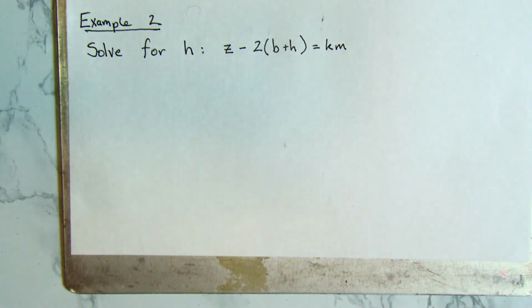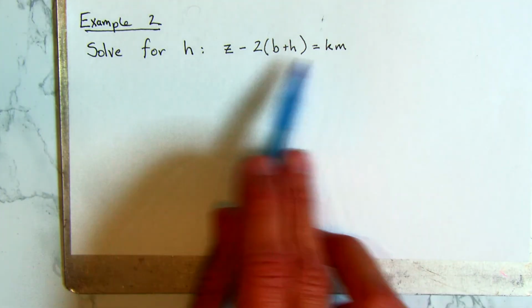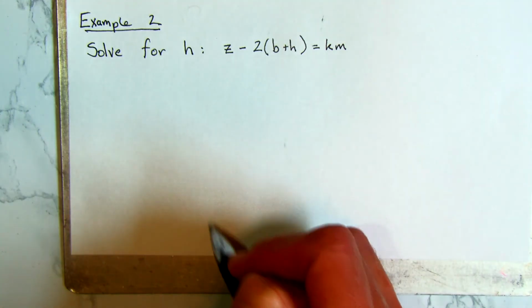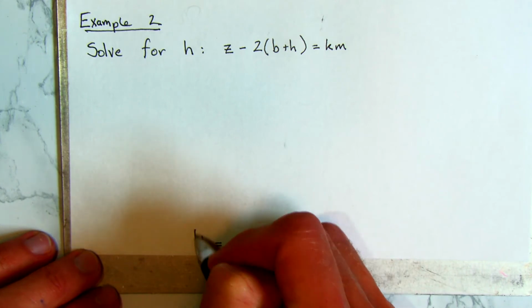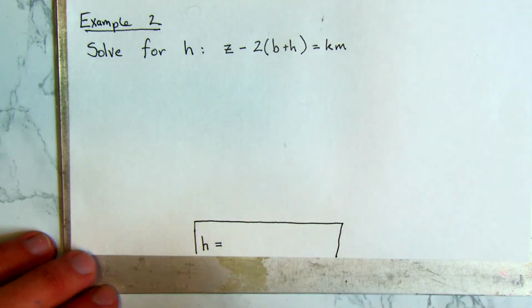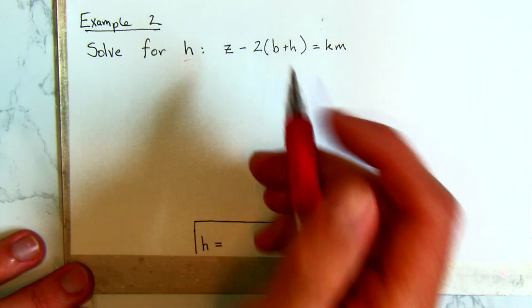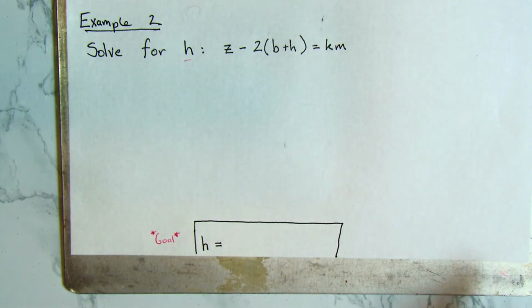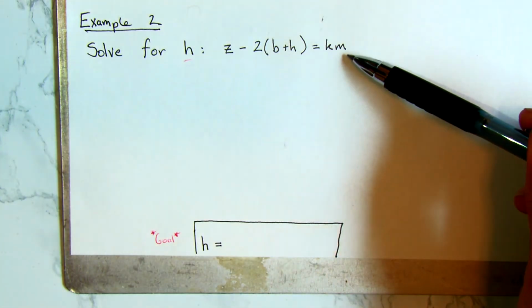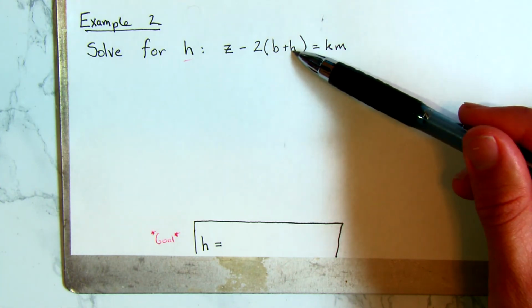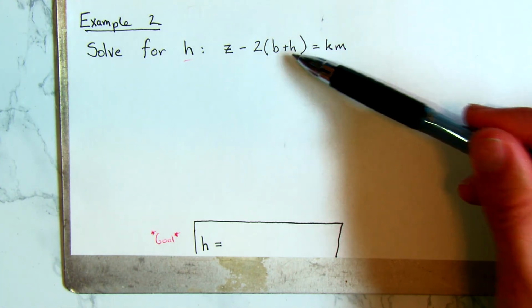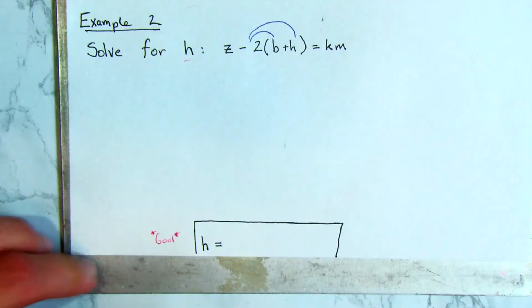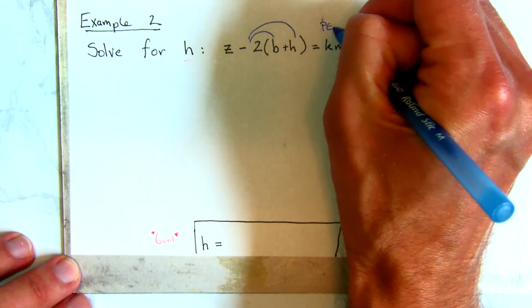Solve for h. So I've got this crazy looking equation. Now I know when it says solve for h, my goal is h equals something, because it says solve for h. Alright, so what do I do first? What do you think would be the first best thing to do here? Here's h. We want to get h alone. I would probably distribute to clear the parentheses. Think about PEMDAS.